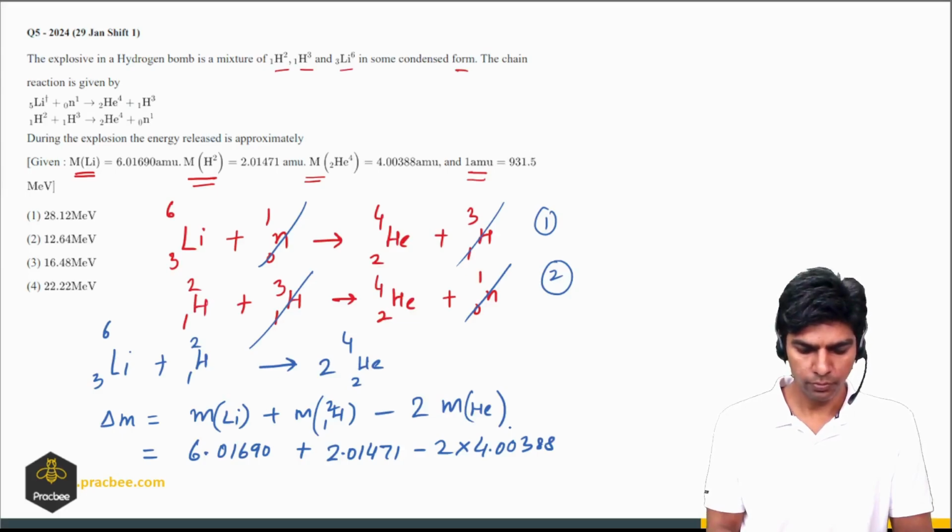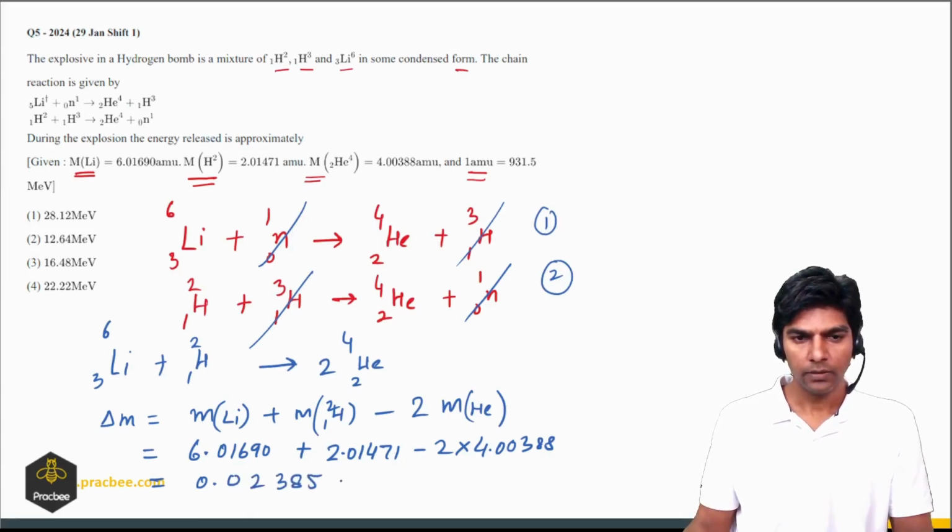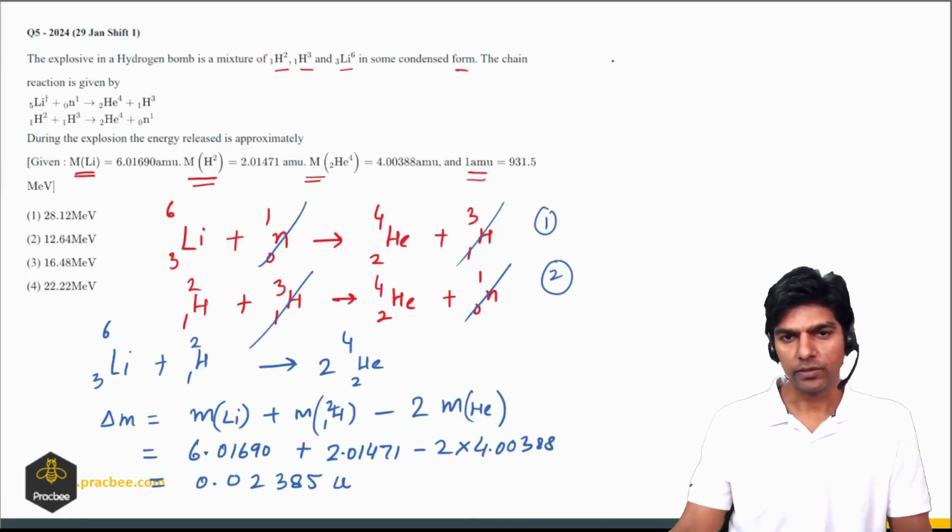6.01690 plus 2.01471 minus 2 times 4.00388. So this comes out to be 0.02385 in atomic mass unit. And if we multiply this with 931.5, we'll get the energy released in mega electron volt.